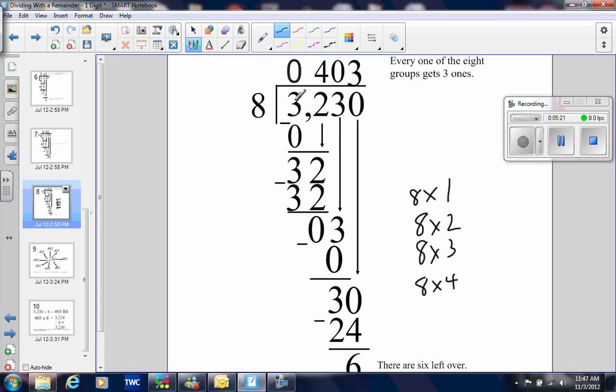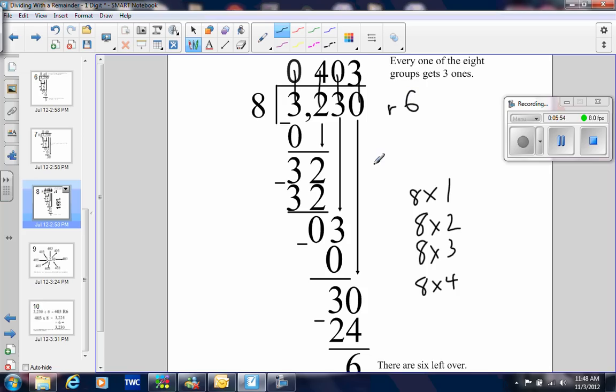Now something I like to do is put a 0 there. Some people will not put this 0 here, but I like to put it there just to make sure that I have a digit above every digit in my division problem. And once I do that, I know that I'm done. I'm going to have a remainder. In this case I have 6 left over. That's called a remainder. Now we can write a remainder of 6. Many times it's put right next to the answer up here, 403, remainder 6.